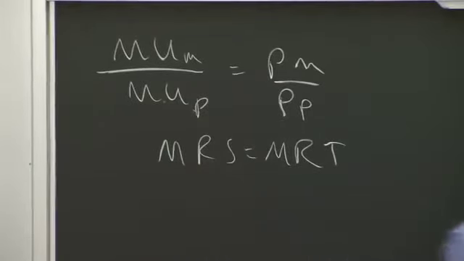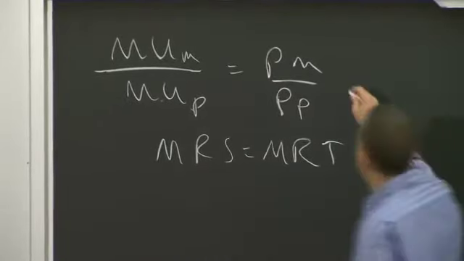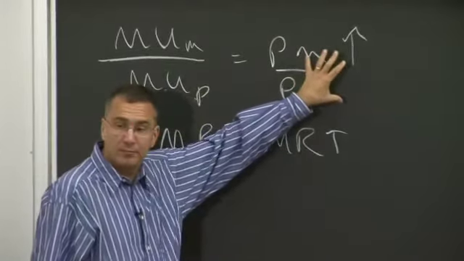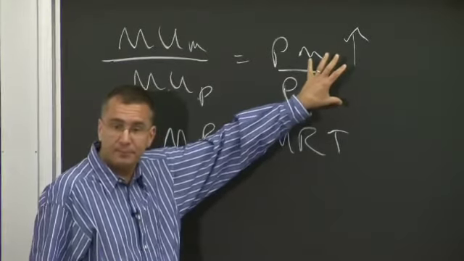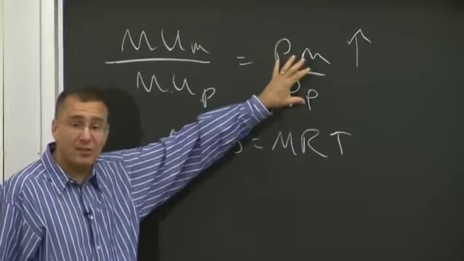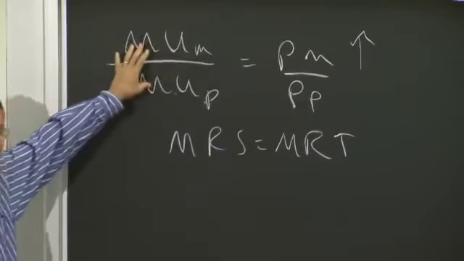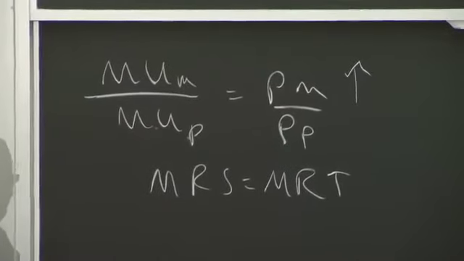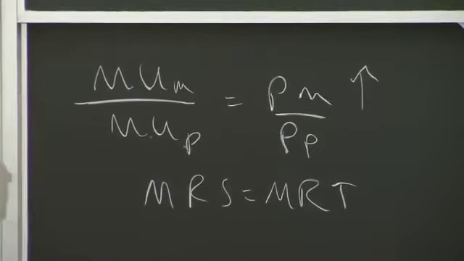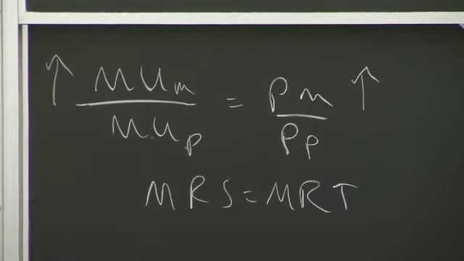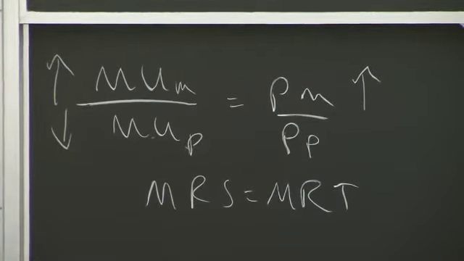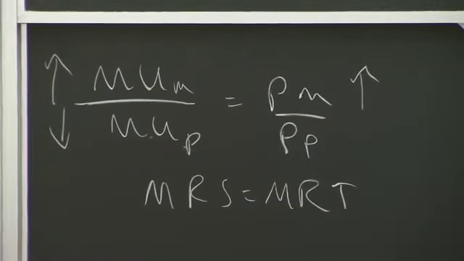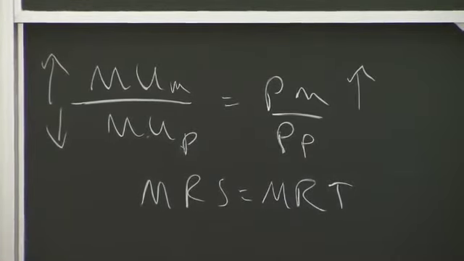Well, if the price of movies goes up, holding the price of pizza constant, then the right-hand side has risen, right? Well, if the right-hand side rises, then the left-hand side has to rise to get this equality. How does the left-hand side rise? Well, the left-hand side rises by the marginal utility of movies going up or the marginal utility of pizza falling. Okay? And how do you do that? By shifting away from movies towards pizza.